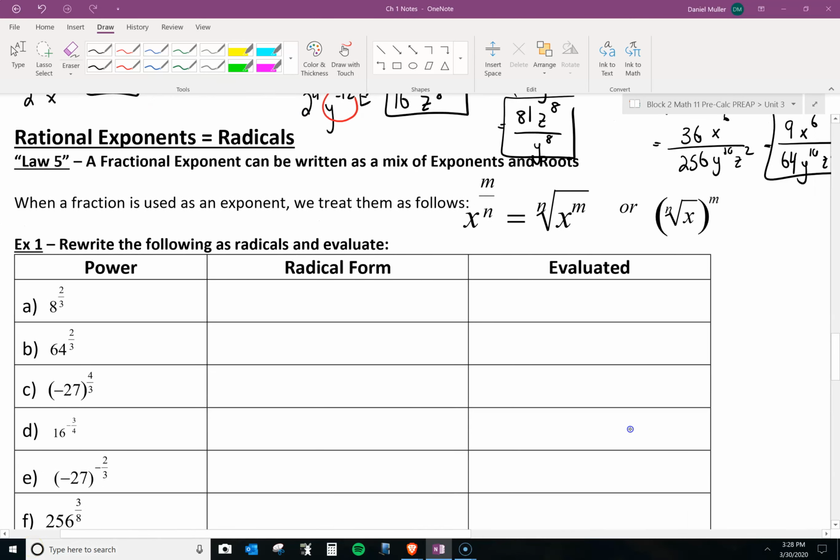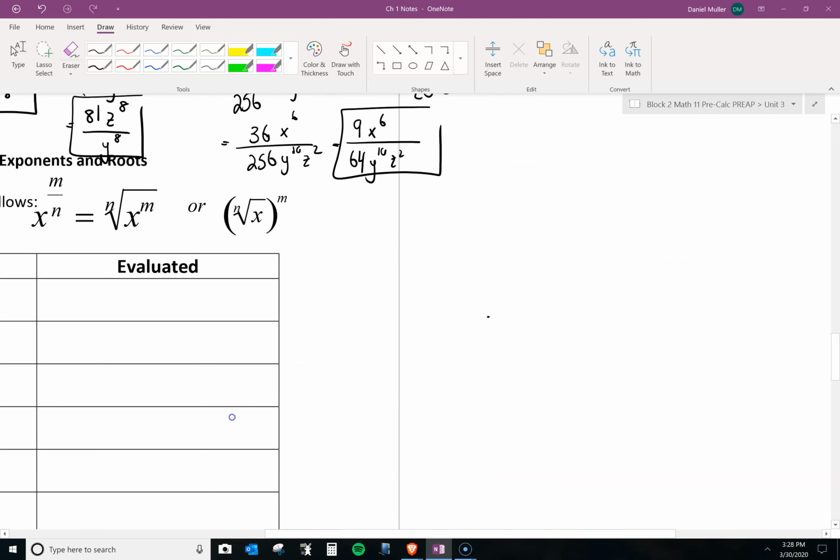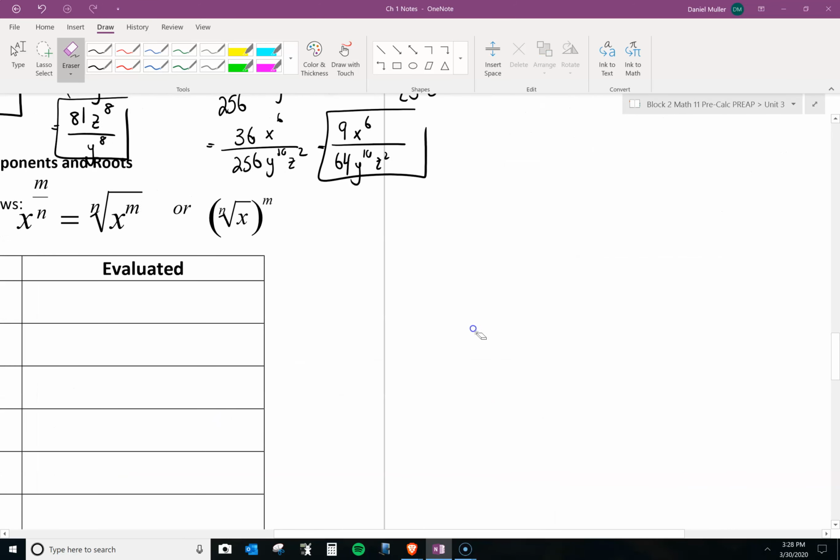Now we have rational exponents. So these are exponents that are no longer whole numbers like 5 or 7 or 2, but instead are things like 2/3 or 4/3 or 3/8. So these are exponents that are going to be fractions. And before we get into that, though, we're going to just need to remember a couple things.